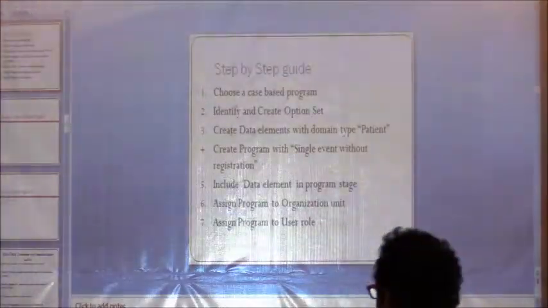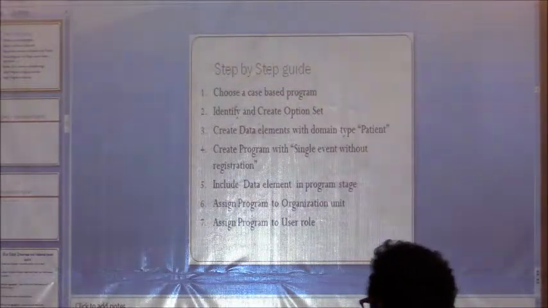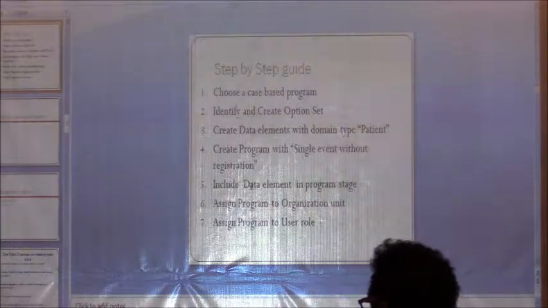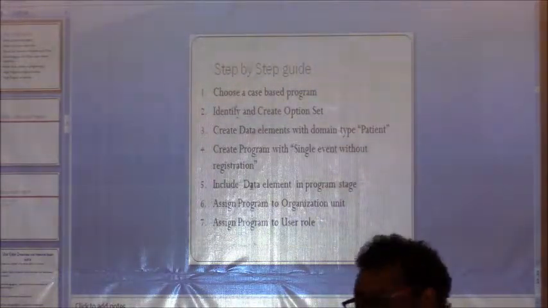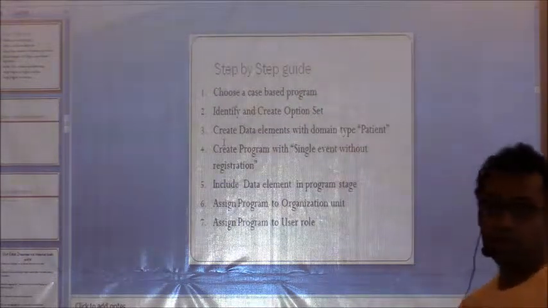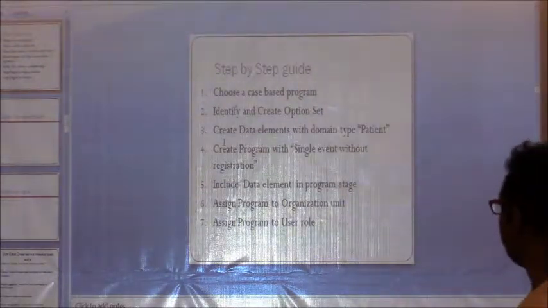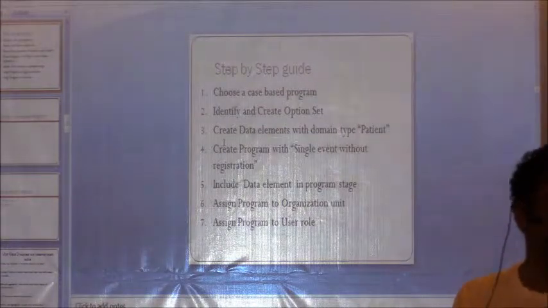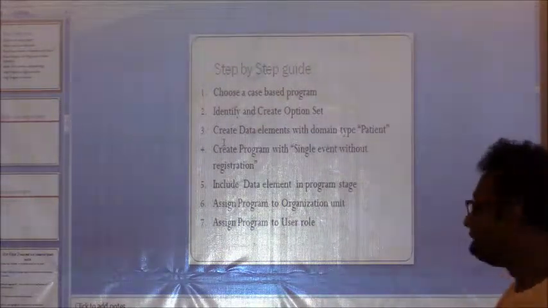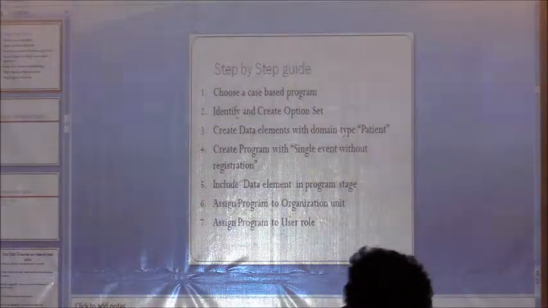So what do we have to do next? We created the program called Outbreak with single event without registration, but we haven't included any data element into the program yet, or program stage. How do we do that? We go here, and which is the program we created? Outbreak events. I click on Outbreak events, and you see View program stage.